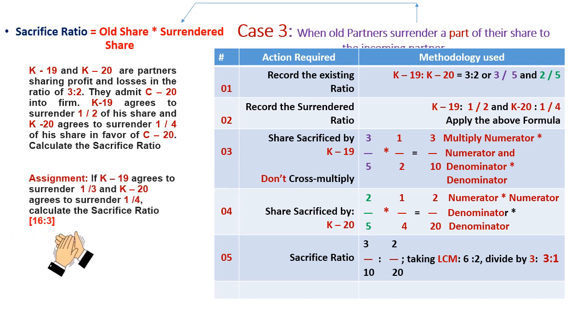Share sacrificed by K20, 2 by 5 into 1 fourth, that is 2 by 20, numerator into numerator, denominator into denominator. Therefore, sacrifice ratio 3 by 10 is to 2 by 10, or 6 is to 2, divided by a common ratio, it is by 3, which is 3 is to 1.